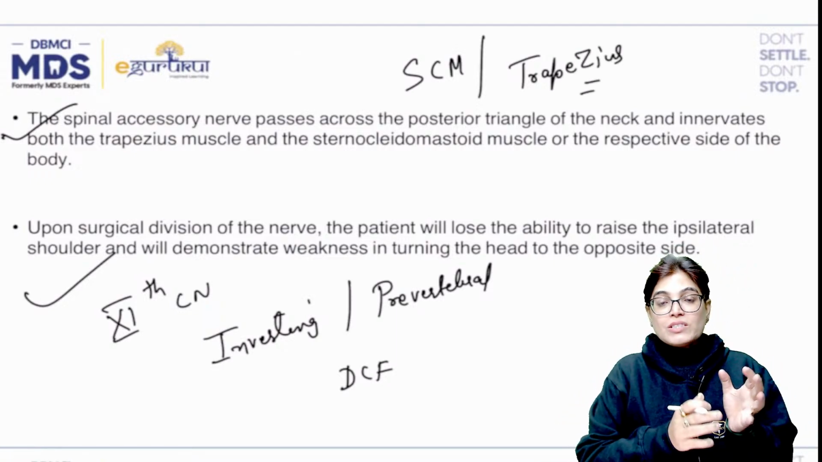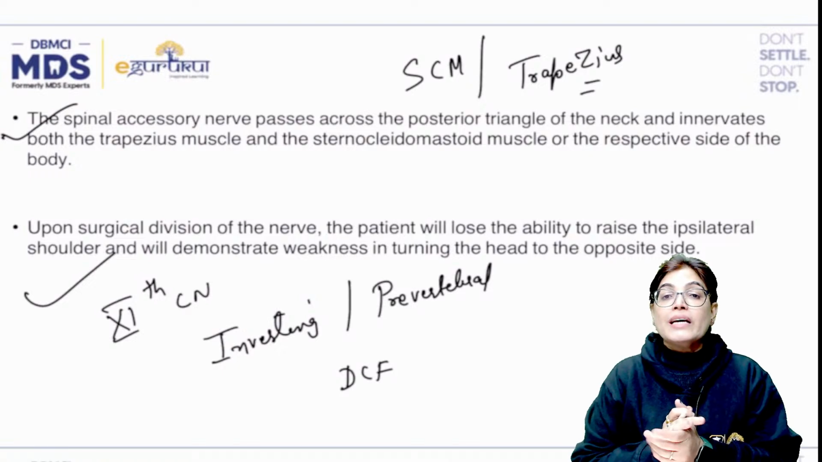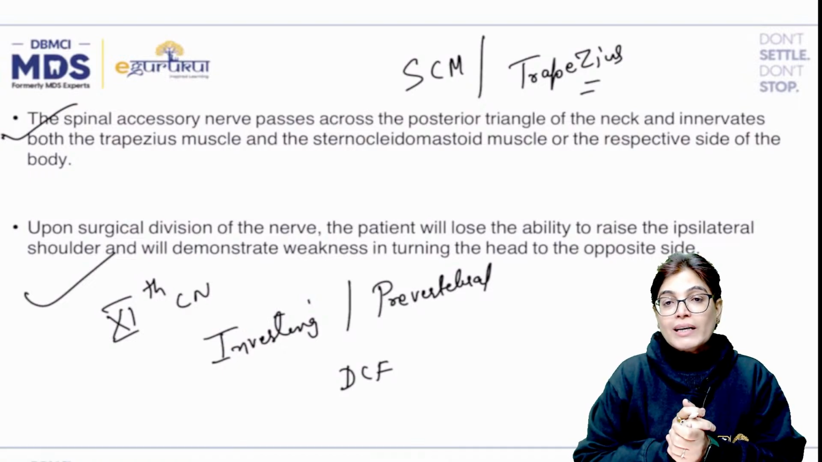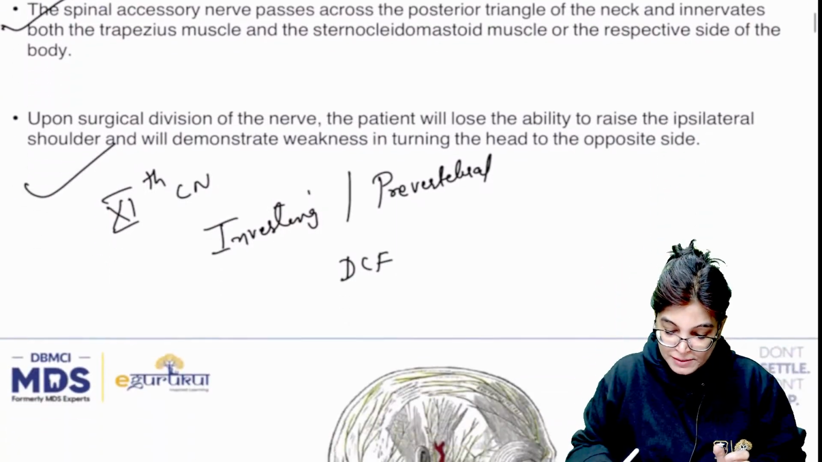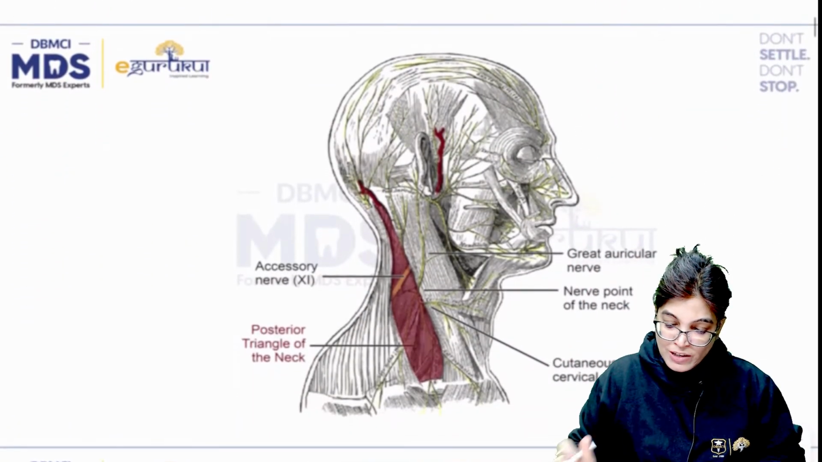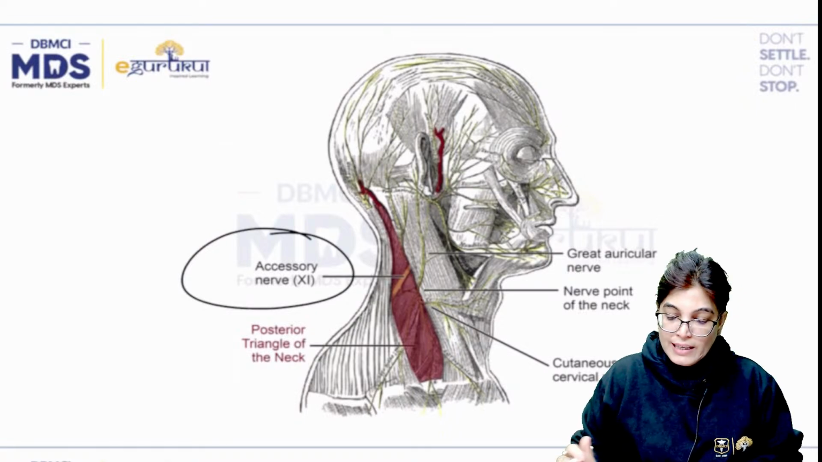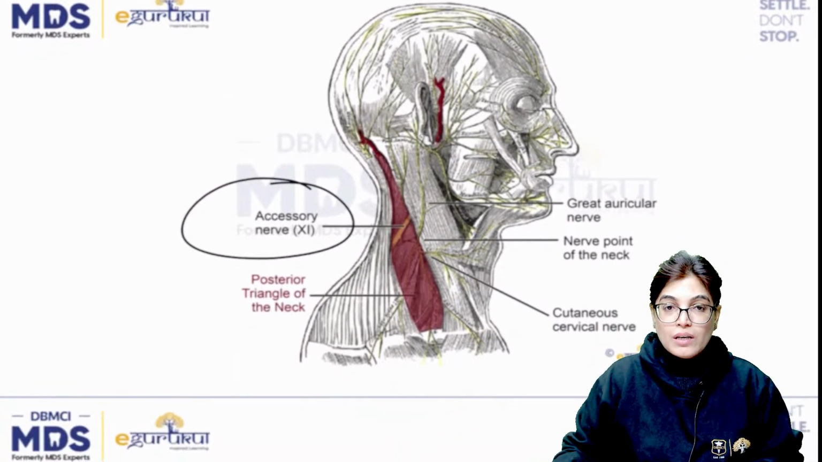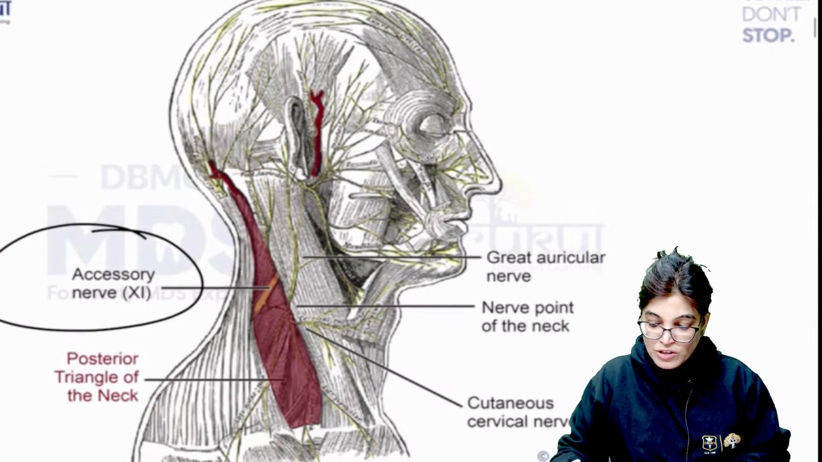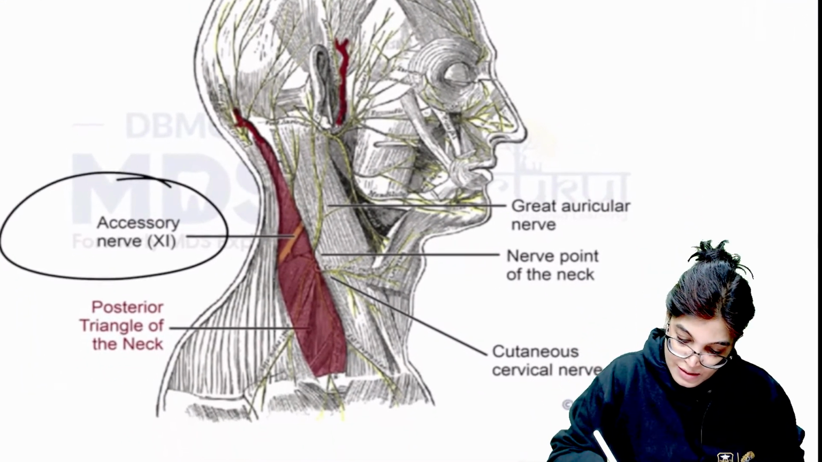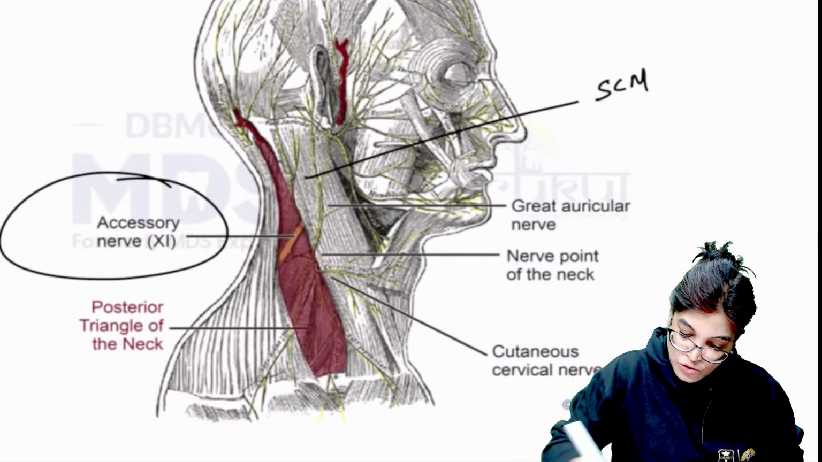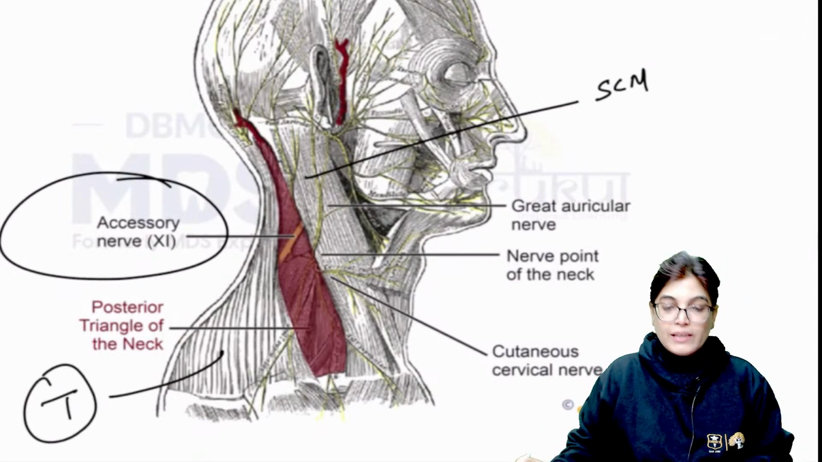Sorry, the action which is described in the question is about the action of the sternocleidomastoid muscle. So the muscle being injured is the sternocleidomastoid muscle. See this image, the accessory nerve is giving innervation to two muscles, as you can see in this image, and the muscles are: this is the sternocleidomastoid muscle and T for trapezius muscle.